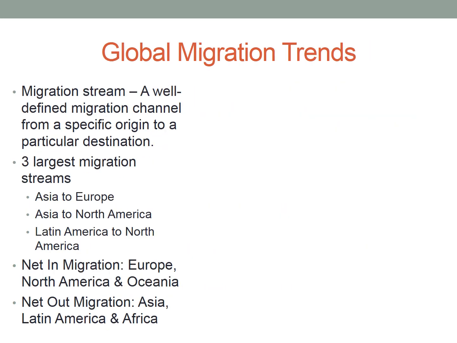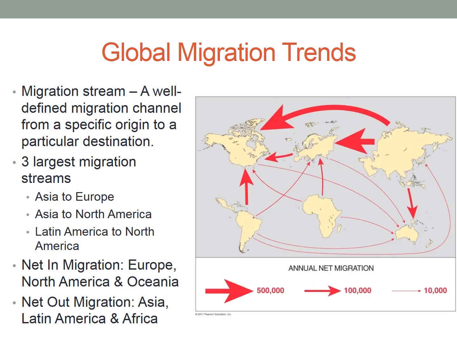So let's take a look at some global migration trends, and we can introduce another vocabulary term. So we're underlining again: migration stream, a well-defined migration channel from a specific origin to a particular destination. So things that have been established. And there are 3 major ones that we should be familiar with, and this is right now. We've got Asia to Europe, Asia to North America, and Latin America to North America. And so we can actually see that on this chart. The larger the arrow, the more data is represented.